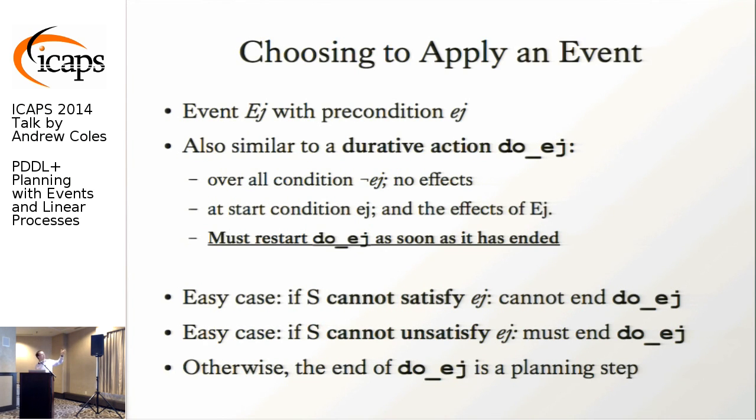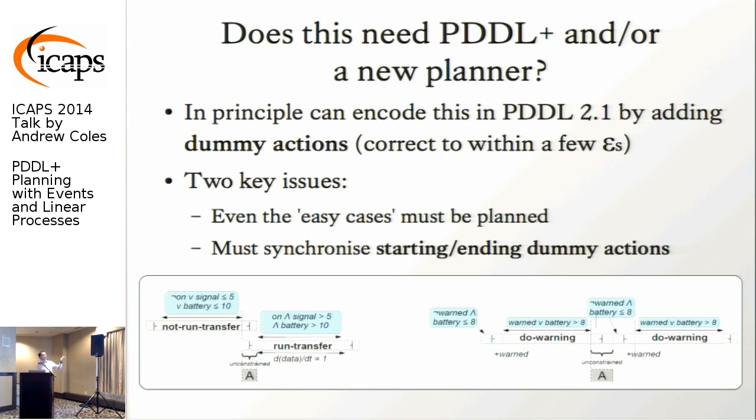So we can sort of reduce things down to durative actions. The question is, if we're doing that, did we actually need to start writing a new planner or doing anything vaguely sophisticated in the first place? Well, in principle, we can encode this in PDDL 2.1. You can compile PDDL+ down to PDDL 2.1. If you know epsilons, it's correct to within a few epsilons. If you don't know epsilons, you're incredibly fortunate. But this is detailed in the paper.